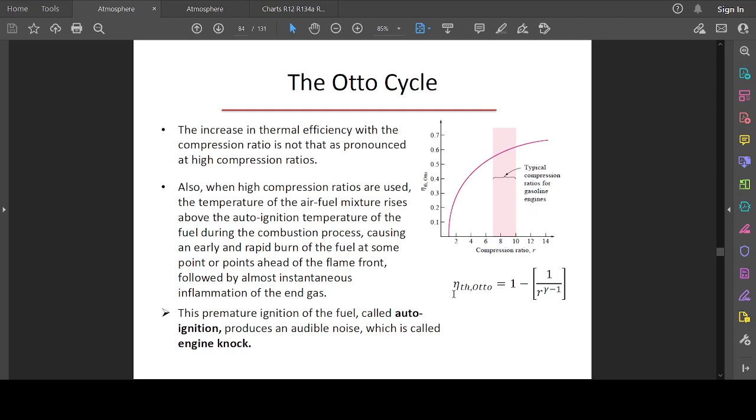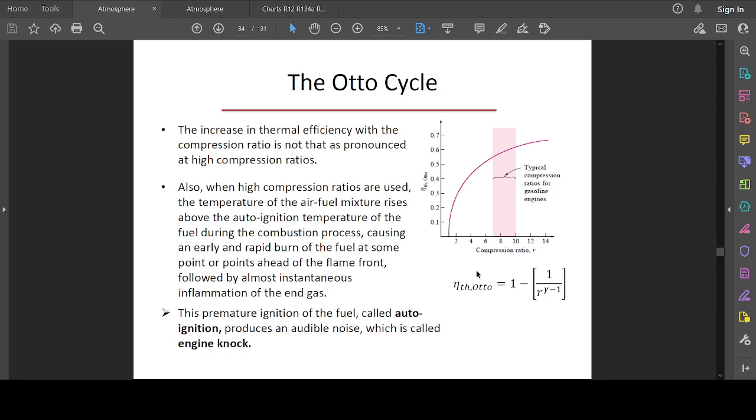Okay, so when high compression ratios are used, the temperature of the air-fuel mixture rises above the auto-ignition temperature of the fuel during the combustion process, causing an early and rapid burn of the fuel at some points ahead of the flame front, followed by almost instantaneous inflammation of the end gas. So this premature ignition of the fuel, called auto-ignition, produces an audible noise which is called engine knock. And this is what we don't want in our engines.